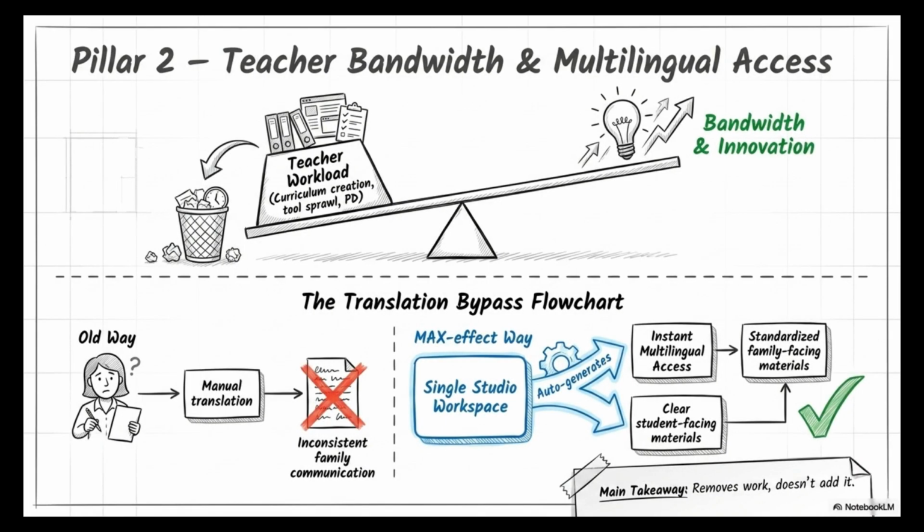Pillar 2 focuses on teacher bandwidth and multilingual access. MAX-effect increases bandwidth and innovation by removing teacher workload associated with curriculum creation and tool sprawl. The translation bypass flowchart demonstrates how the single studio workspace auto-generates materials, removing the manual translation burden.